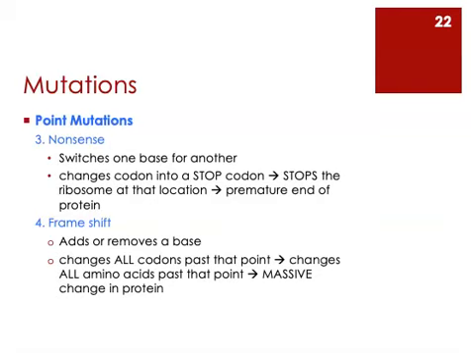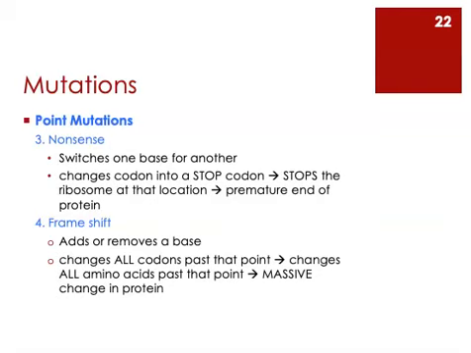The next point mutation is called a nonsense mutation. And in this case, a substitution mutation takes place. One base is swapped for another, but the codon now becomes a stop codon. Remember that a stop codon is a codon that tells the ribosome to stop translating at that spot. The start codon is the codon that tells the ribosome to begin translation, and the stop codon tells the ribosome to stop translation.